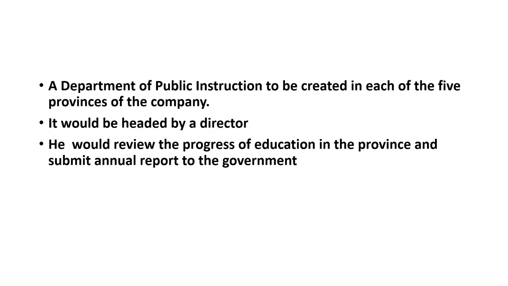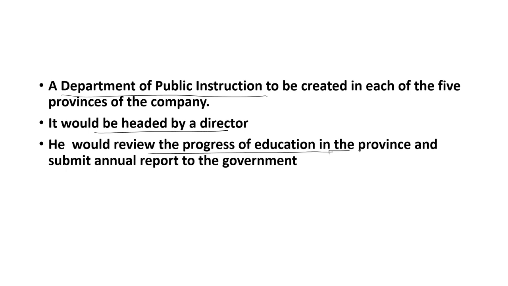The next recommendation made by Sir Charles Wood was that a Department of Public Instruction was to be created in provinces, and in each province the Department of Public Instruction was to be headed by a director. What was the duty of this director? To review the progress of education in each province and submit an annual report to the government. A director of public instruction was to be appointed in a province, and his duty was to submit a report on the progress of education in his province to the government.